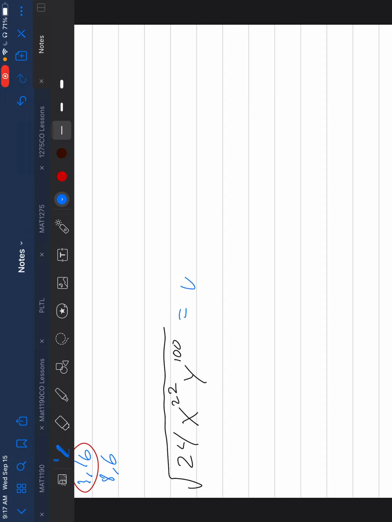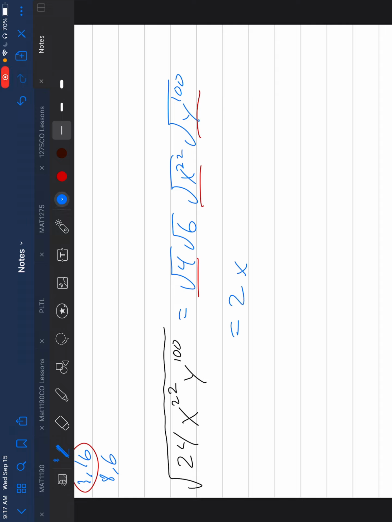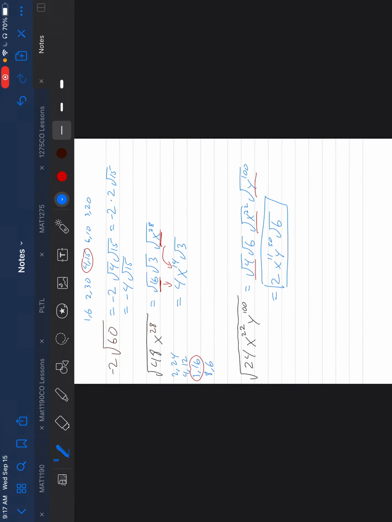Square root of 24, we can use 4 and 6. X to the 22nd power. And then y to the 100th power. All of these are perfect squares. So let's underline our perfect squares. We'll take the square root of those first, 2, x to the 11th, y to the 50th power, and then whatever is not a perfect square, such as this, it'll get written down at the end. 2x to the 11th, y to the 50th, radical 6.